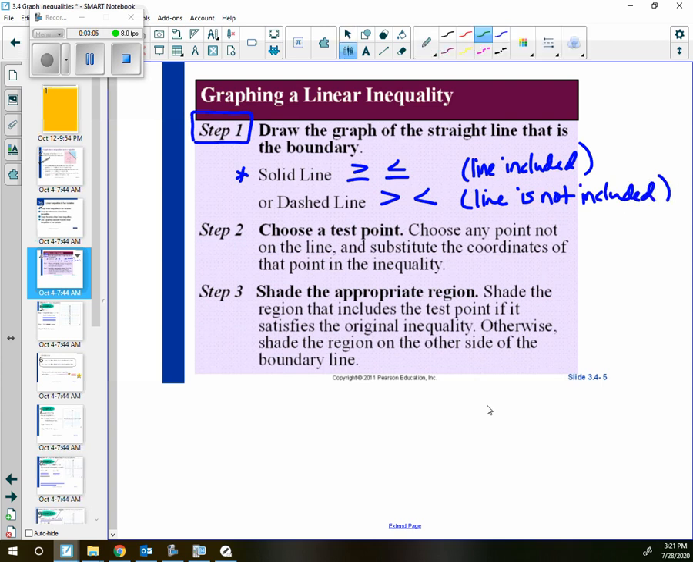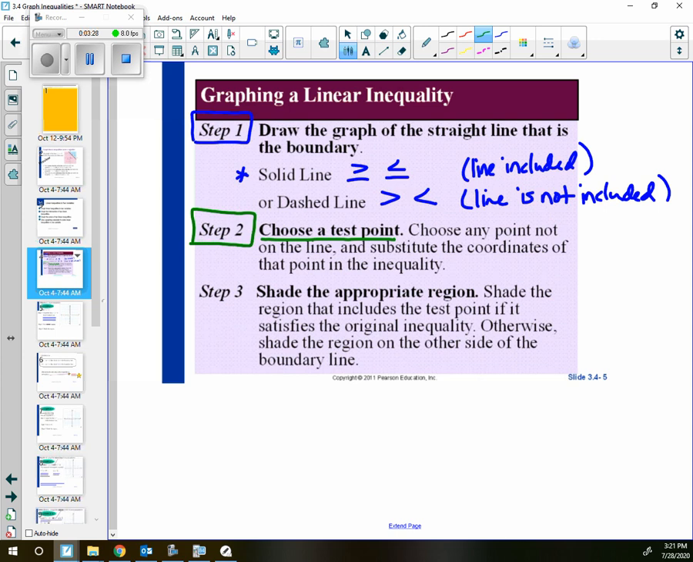Second step: after we've graphed that boundary, we have to see whether the points above or below, greater or less, are going to be part of our solution. The easiest way to do that is to choose a test point. Pick a point that's not on the line, because we know what the line is doing; that's what the inequality is telling us. Then we substitute that into the inequality and check to see if it works.